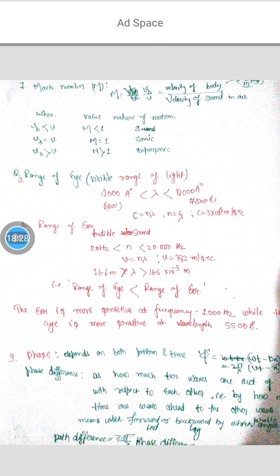Phase difference tells us how much, or by what angle, one wave goes ahead or is faster than another. It is used for comparison between waves. Phase difference and path difference have a small relationship, and you must read and remember it: 2 pi upon lambda into path difference is equal to phase difference.